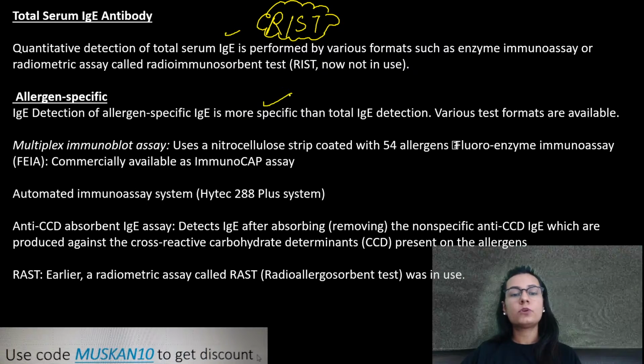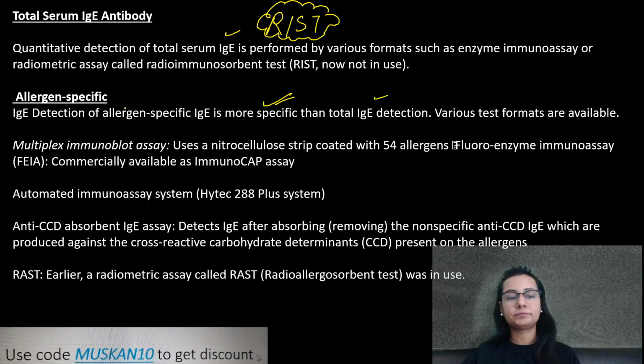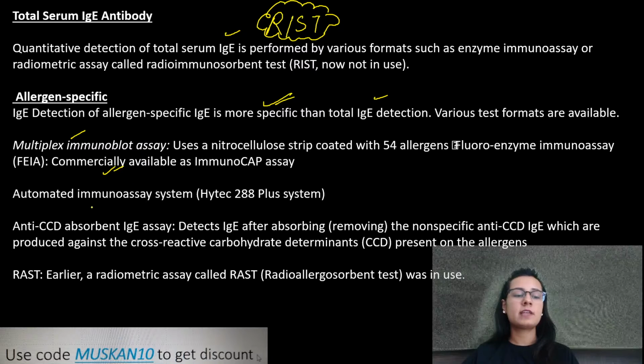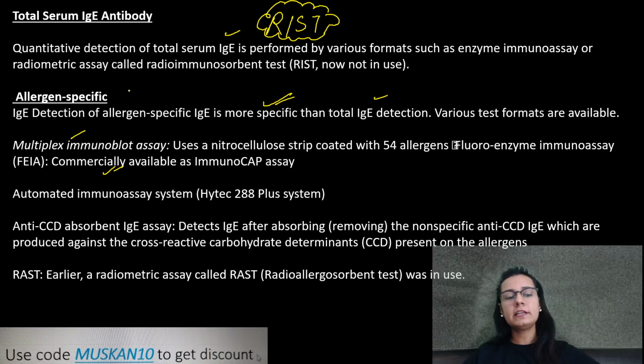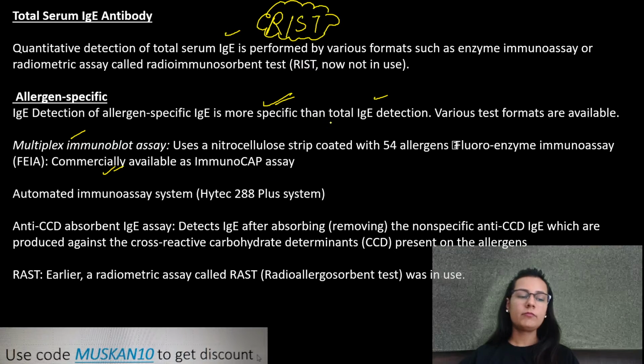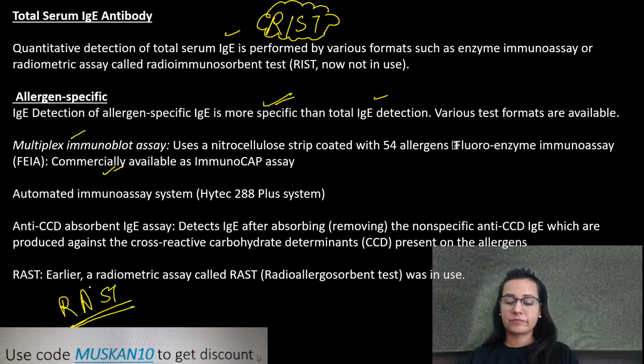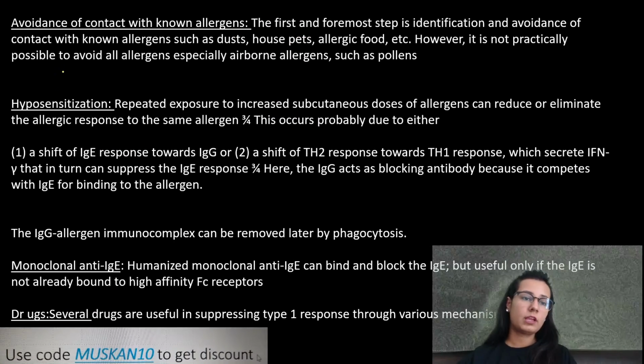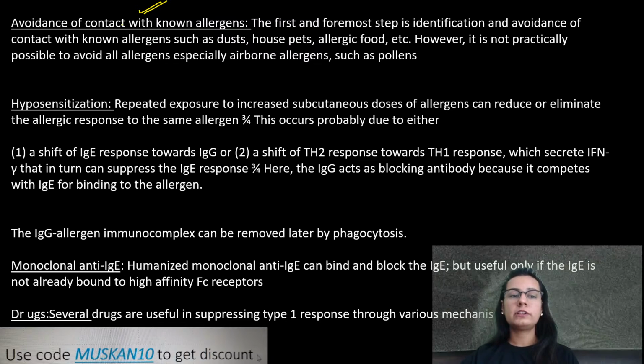Allergen specific IgE detection is more specific than the total IgE, and there are various tests. There are these names, just read the tests, not so important. That is multiplex immunoblot, automated immunoassay test, and the anti-IgE absorbent test, and the radiometric assay test called the radioallergosorbent test. Now, what we can do for the treatment.